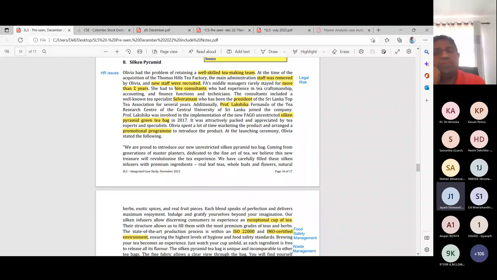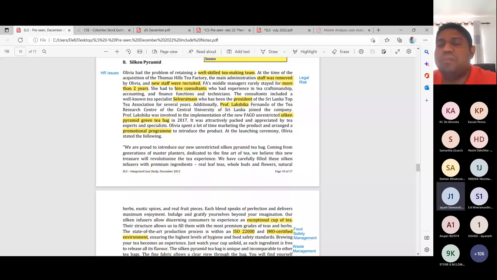Fargo's middle managers rarely stay for more than 2 years. There is an issue in the culture also. The working environment may not be favorable for employees. Recently you saw that one of the software company employees committed suicide. The workload was very heavy, not bearable. There may be some issues within the culture, very difficult to survive. Even though sometimes the working hours may be 6 or 7 hours, the internal culture is not favorable for employees.